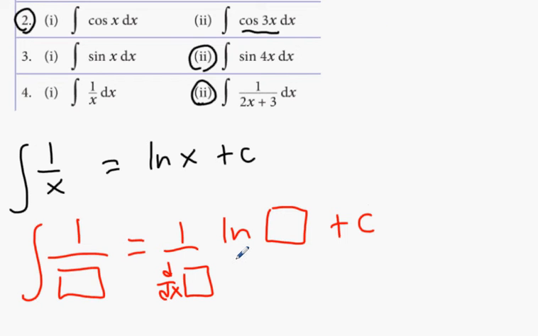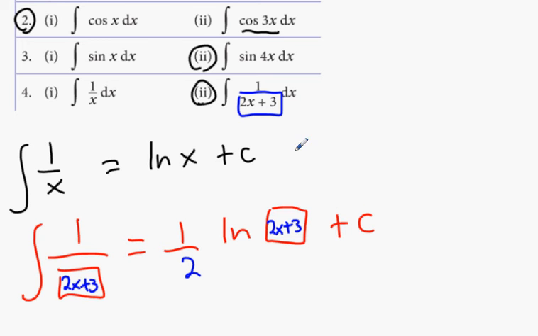As an example, okay? So what's in the box this time is the 2x plus 3. That means there's going to be a 2x plus 3 here. It also means we've got to differentiate 2x plus 3. What happens when you differentiate 2x plus 3? 2. So the answer is a half ln 2x plus 3 plus c.